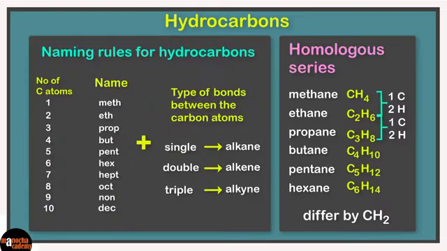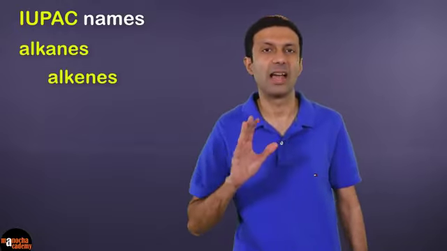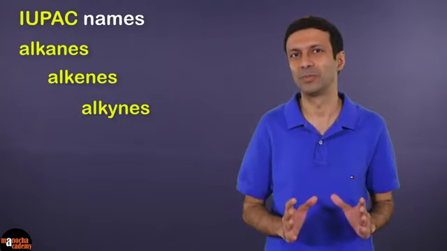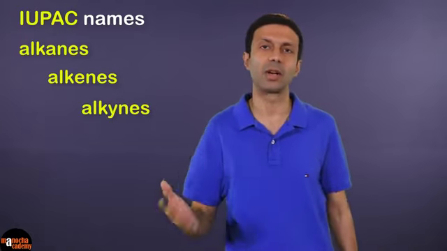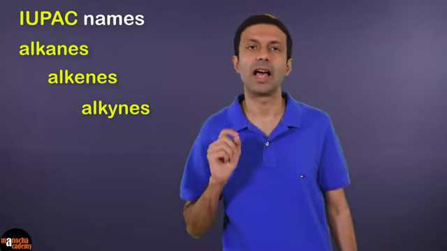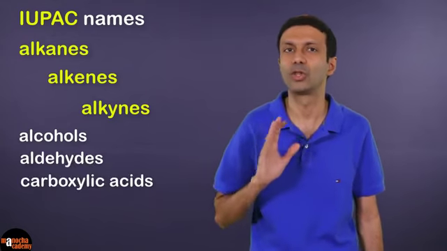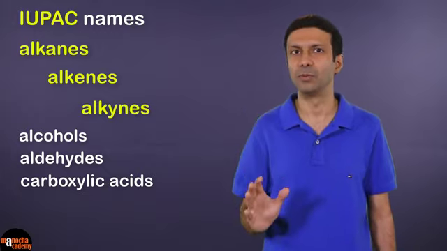Let's put the concepts we have learned so far on our concept board. I hope the IUPAC naming of the hydrocarbons, alkanes, alkenes and alkynes is crystal clear to you now. IUPAC nomenclature is also used for other organic compounds such as alcohols, aldehydes, carboxylic acids and so on. But we'll discuss this in a separate video.